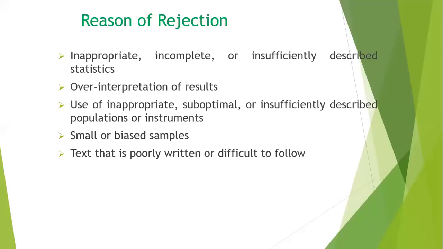Sometimes what happens is that certain authors try to over-interpret their results. It means that by using only a limited number of sample points, they try to overtly assess the results that they have, and they try to overtly stress the interpretation of the data. In that case also, it may lead to rejection. Sometimes authors may use inappropriate, suboptimal, or insufficiently described populations or instruments. In that case also, it may be a reason for rejection.